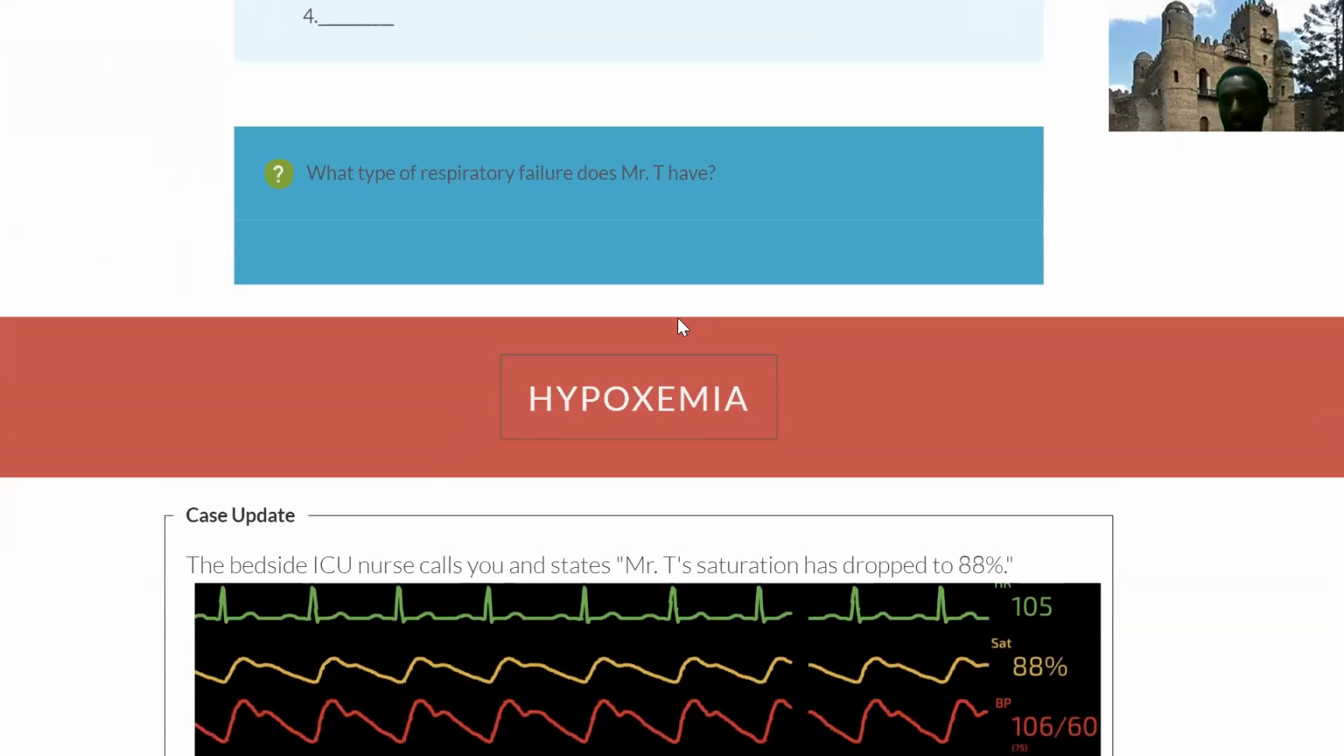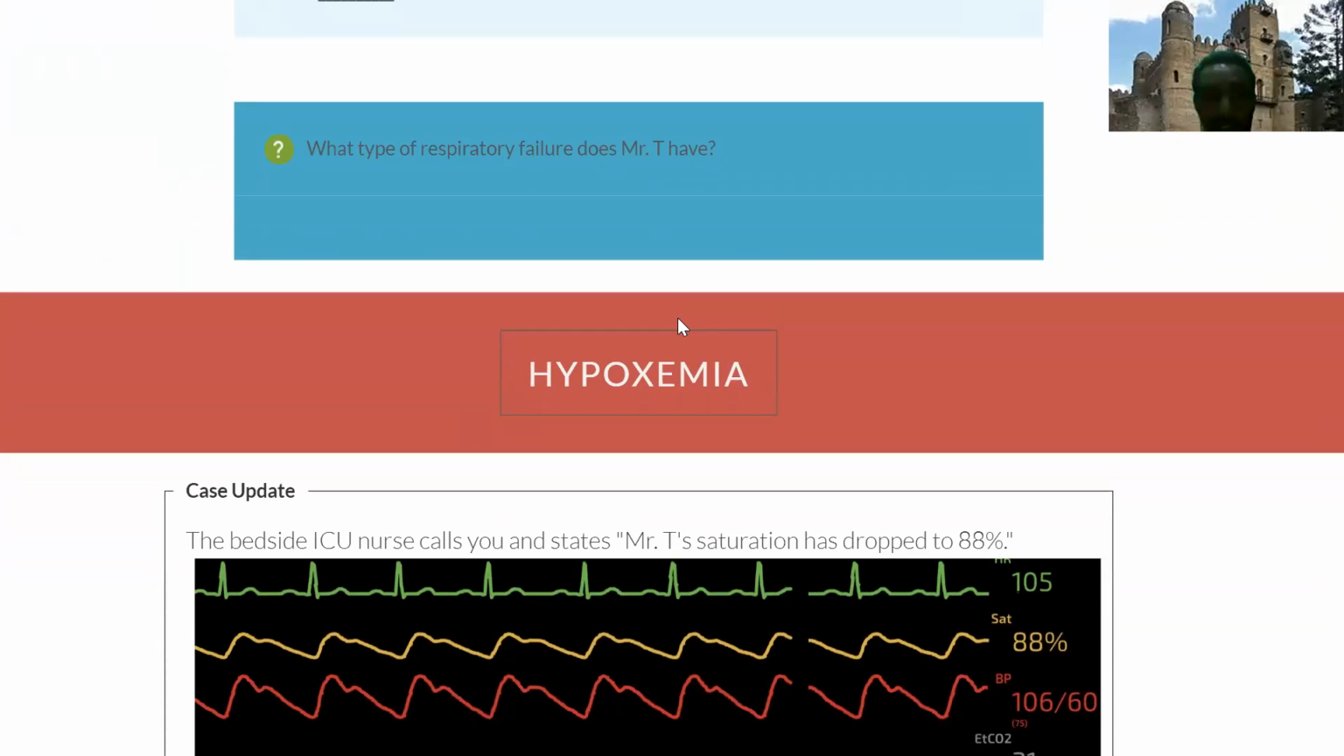So having this highlight of types of respiratory failure, you have seen the case prior, as introduced by Dr. Ananya. What type of respiratory failure do you think that Mr. T has? You can also put your answers in the chat box. 30 seconds again. And why do you say so? You can also include your reasons.